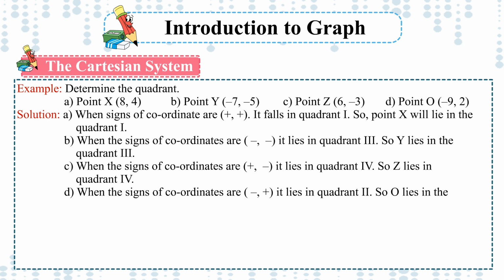D. When the signs of coordinates are minus, plus, it lies in quadrant 2. So O lies in quadrant 2.